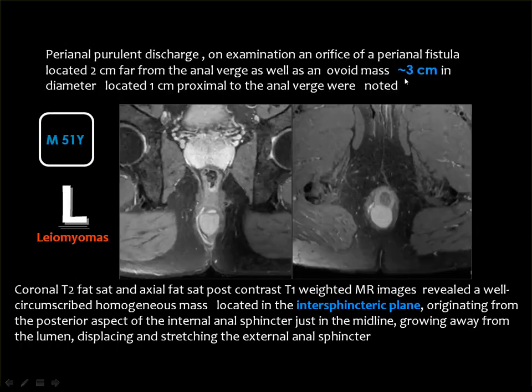This is an example. This patient presented with perianal purulent discharge. On examination, there was an orifice of a perianal fistula located 2 centimeters from the anal verge. And also there was a mass measuring about 3 centimeters in diameter. And the MRI showed the mass, and also you can see the fistula tract. Both are located in the intersphincteric plane.